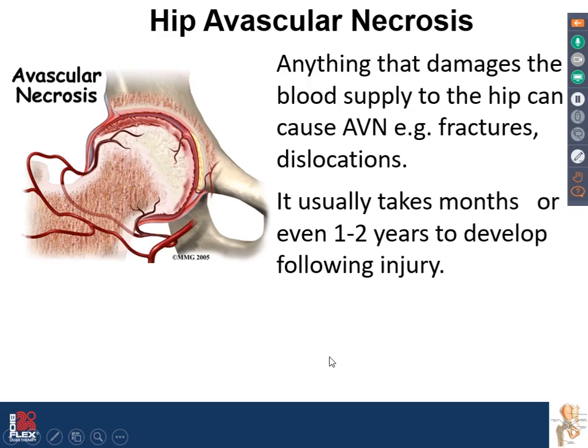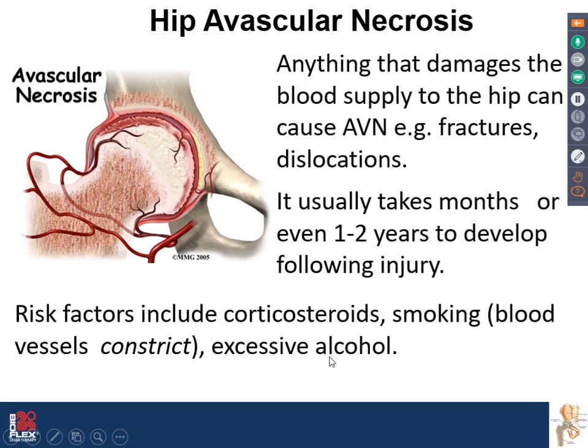It's not uncommon for the symptoms to take a while to manifest as the necrosis slowly begins, and it can take a couple of months or even up to 1, maybe even 2 years to develop following an actual traumatic injury. There are other risk factors, including excessive corticosteroid use, not so much occasional cortisone shots, but more ongoing corticosteroid use, maybe for rheumatoid arthritis or other systemic conditions.